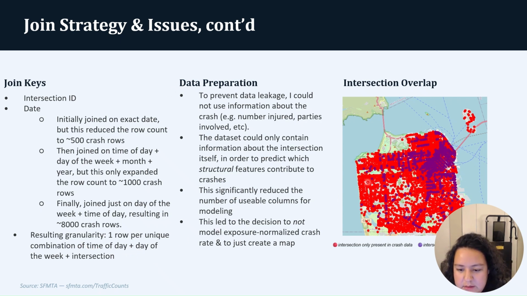You can also see here just how few intersections the traffic volume dataset had compared to the crash data, which basically covered the entire city. This is a real limitation of my analysis, and I'll acknowledge that in the findings.